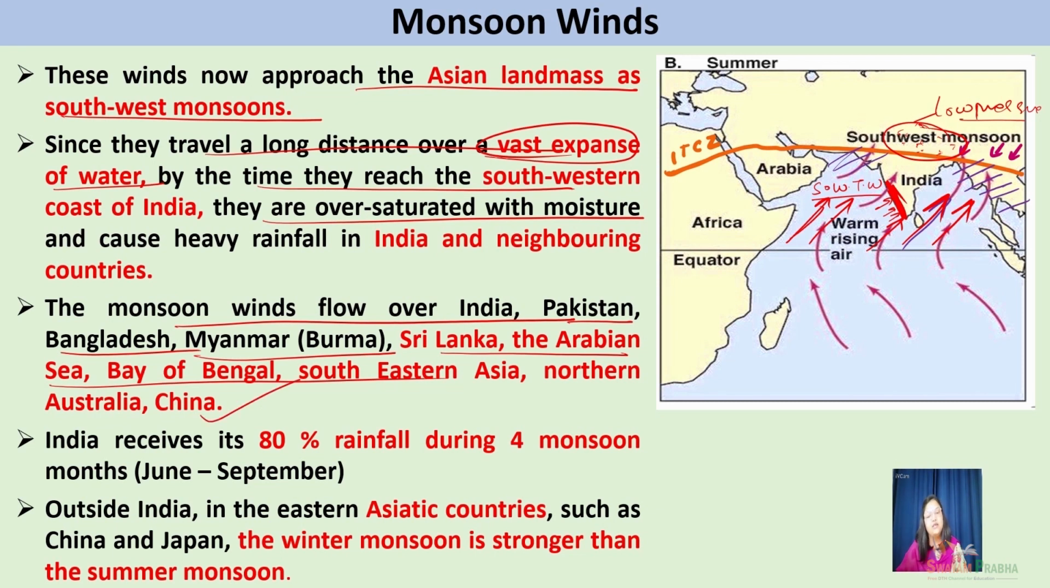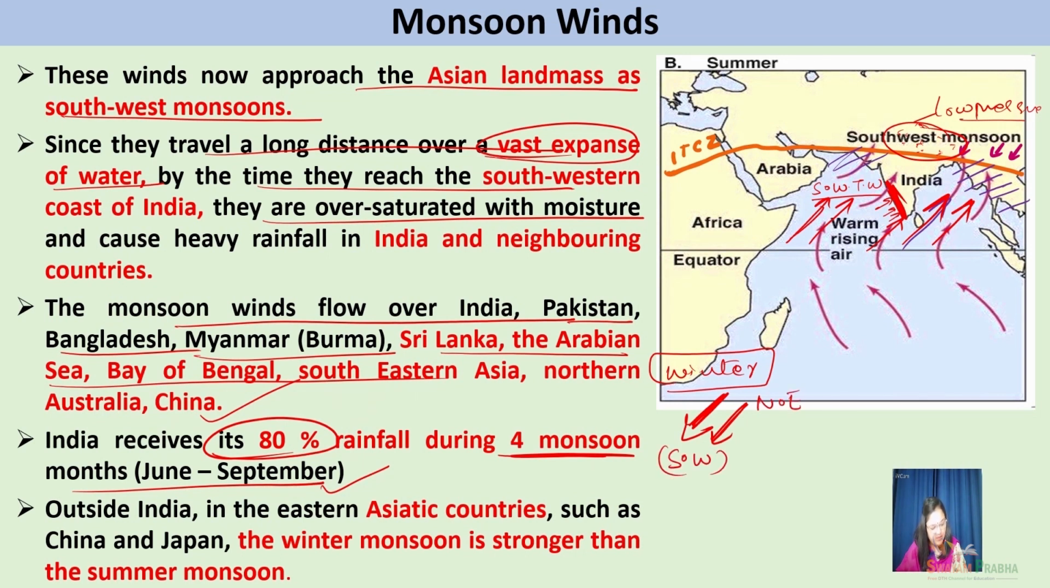However, it is most extensively developed over the Indian subcontinent, and India receives 80% of its rainfall during the 4 monsoon months from June to September. So you can see that in the winter time period, we had the monsoonal wind direction from northeast to southwest, and northeast trade winds prevail in the entire Indian subcontinent.